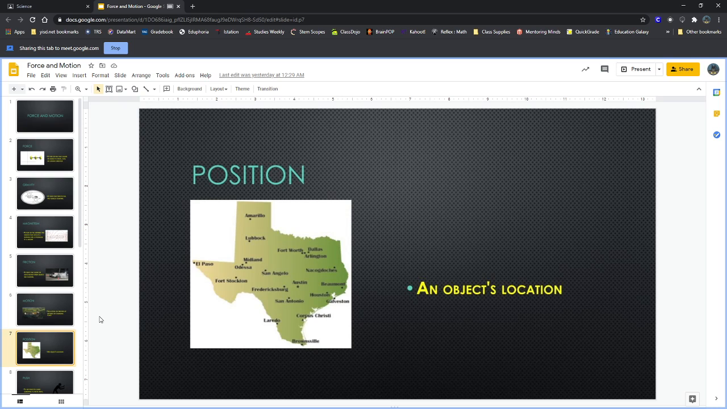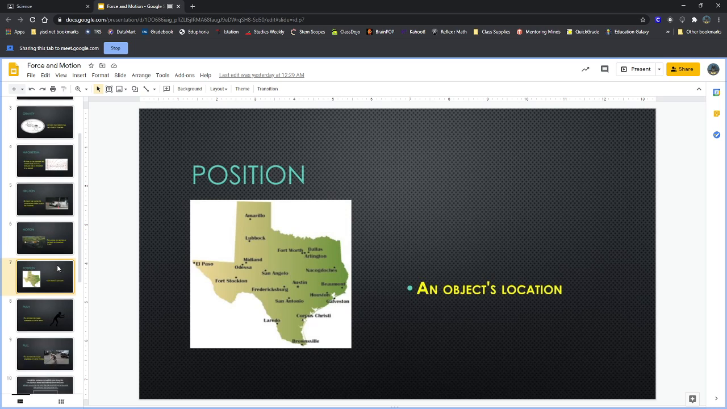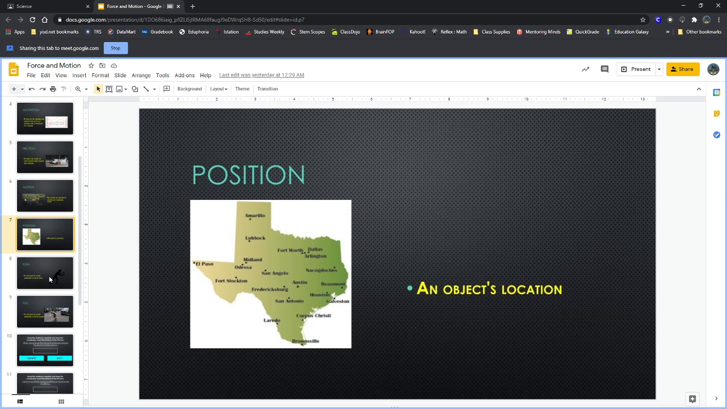Position is the word that we use to tell where an object was, its location. So like on a map, in this case a map of Texas, it's got little dots all over Texas, and those little dots are the position of different towns, different cities in Texas. Like El Paso, San Angelo, Austin, Dallas, Fort Worth, Houston, San Antonio, Corpus Christi. Those little dots show you where in Texas those cities are.